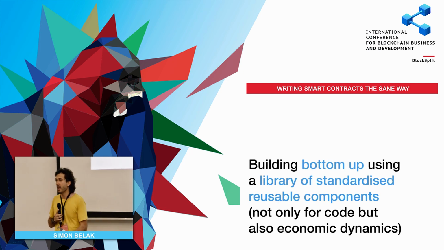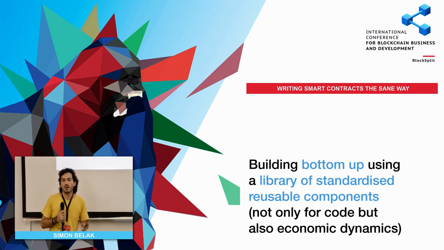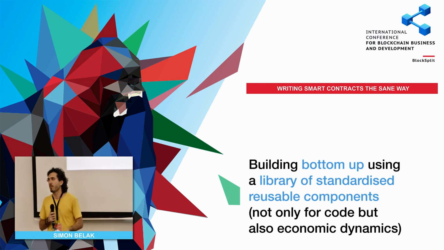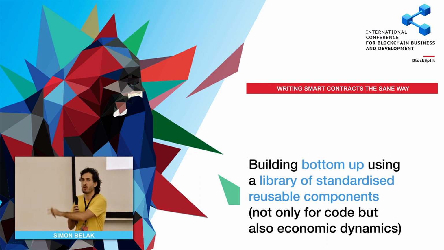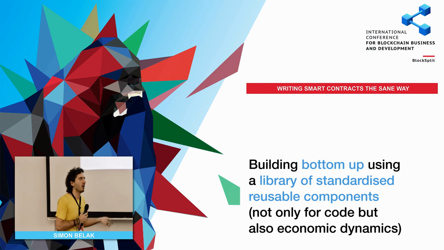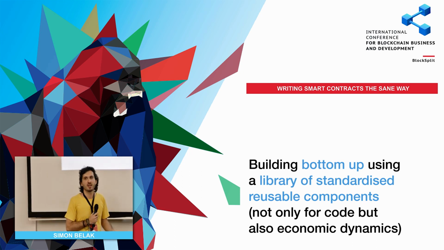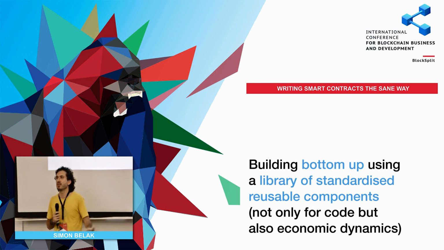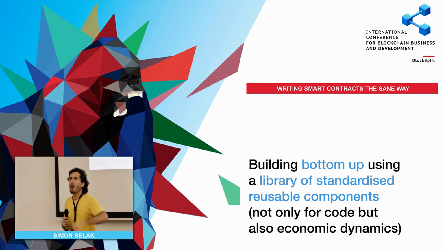And I think the main thing that's going to happen is a transition to building bottom-up, using a library of more or less standardized and reusable components. This is both in terms of code or functionality, as well as in terms of economics, in terms of the token dynamics and incentives that you want. And this is precisely how most other engineering is done: you reuse components and assemble them very much bottom-up.